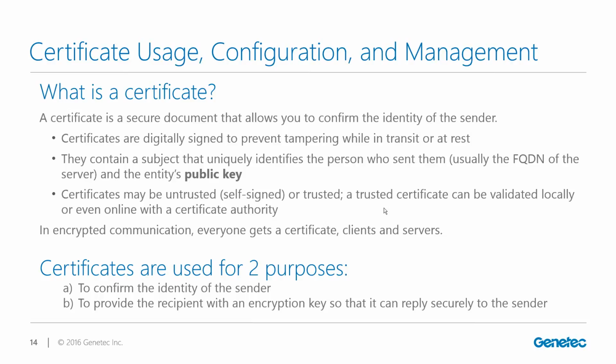We have two types. We can have untrusted or trusted certificates. Self-signed certificates are usually untrusted. We're going to see how that can be changed in a bit. And also, if we have a trusted certificate, that can be verified either locally or online using a certificate authority, which you're going to see abbreviated as CA quite a bit in this presentation. So if you have a fully encrypted communication going on between two endpoints, everyone has a certificate, both the clients and the servers. So that's what keeps everything secure there.